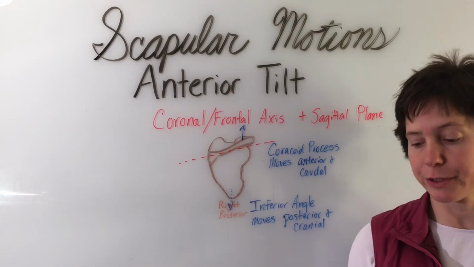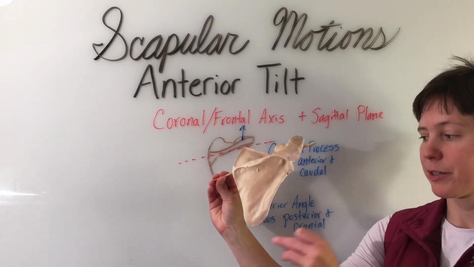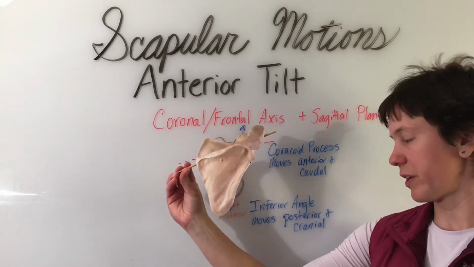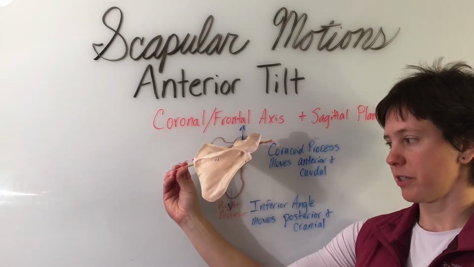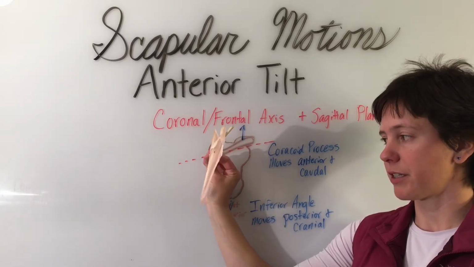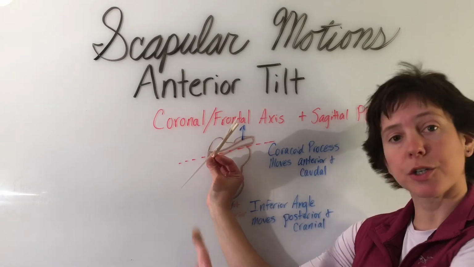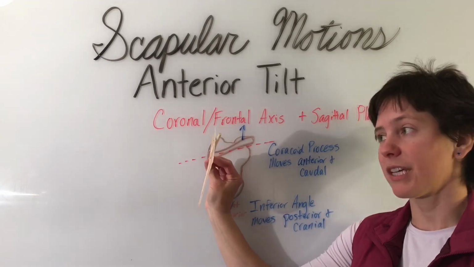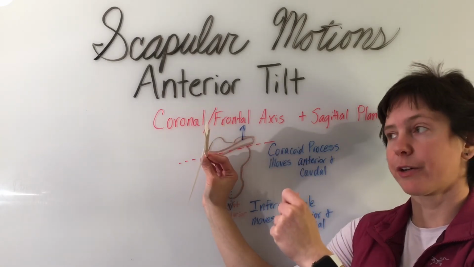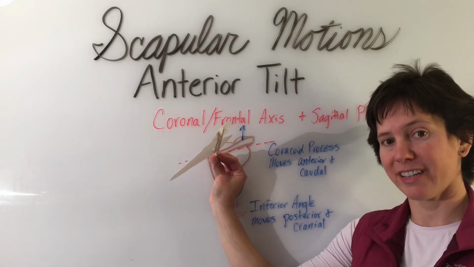During anterior tilt along the coronal or frontal axis, the inferior angle moves posteriorly and cranially. So posterior and cranial, but it might be easier to see from this direction. That anterior tilt causes it to move posterior and cranial. Anterior tilt causes the coracoid process to move anteriorly and a little bit caudally or inferiorly.